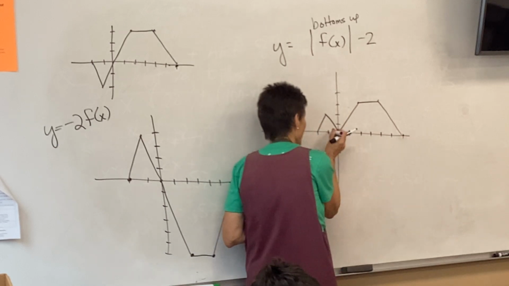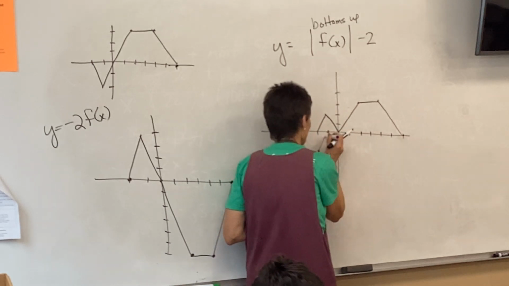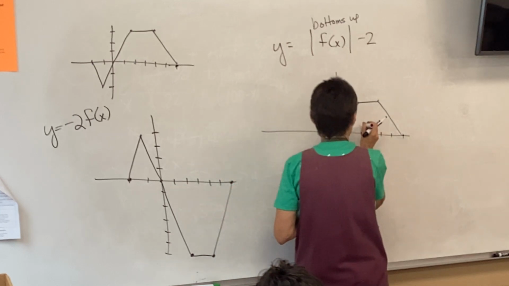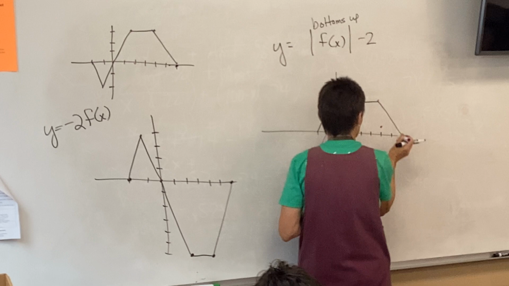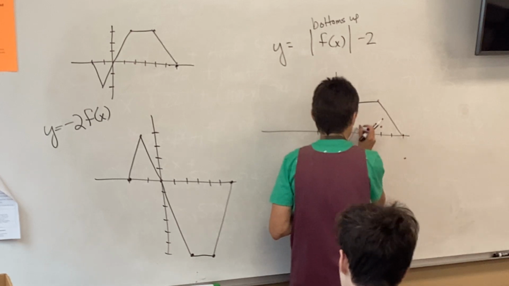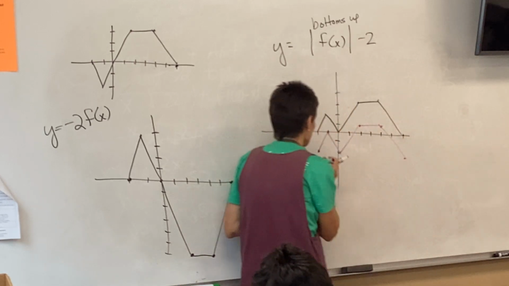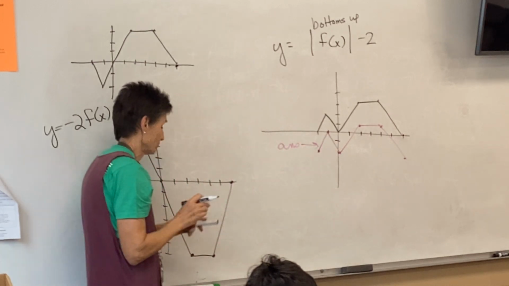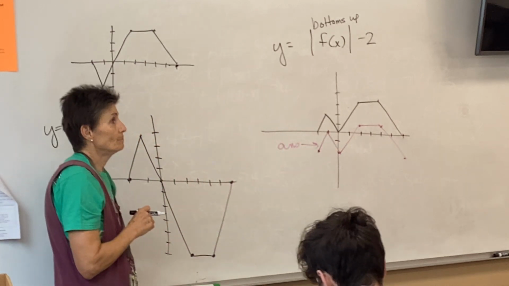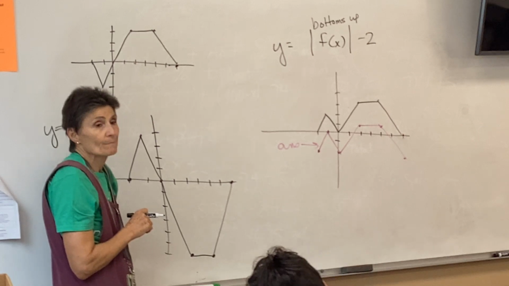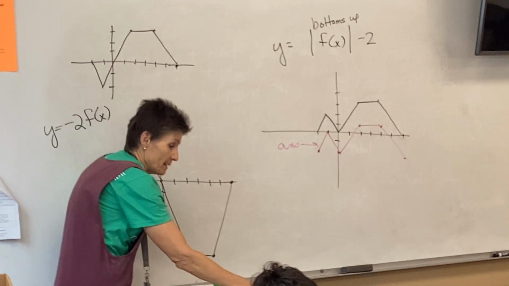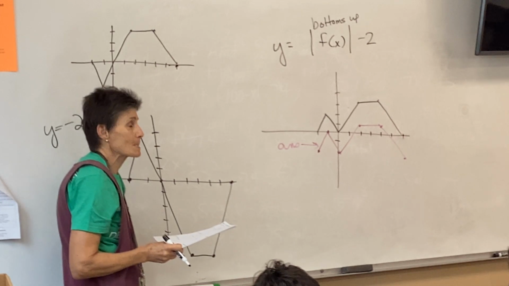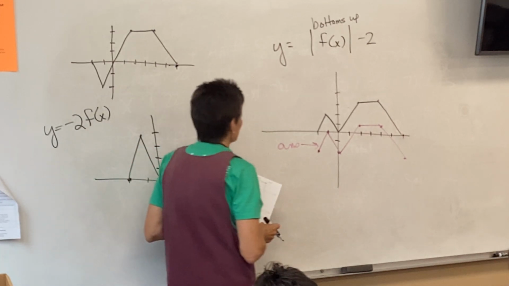On my grid paper, that's super simple. Everything just comes down 2 blocks. So the pink one is my answer. Anybody have a question about that? Okay.